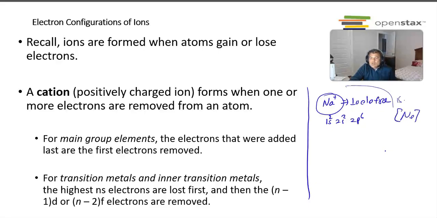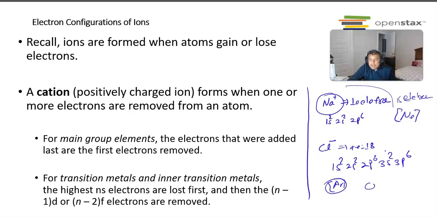So sodium plus and neon have the same electronic configuration. These two are said to be isoelectronic. Similarly, let's say chlorine minus. Chlorine has 17, chlorine minus has 18 electrons. So what will it be? 1s2, 2s2, 2p6, 3s2, 3p6. This is the same as argon. So argon's electronic configuration and chlorine minus are the same.